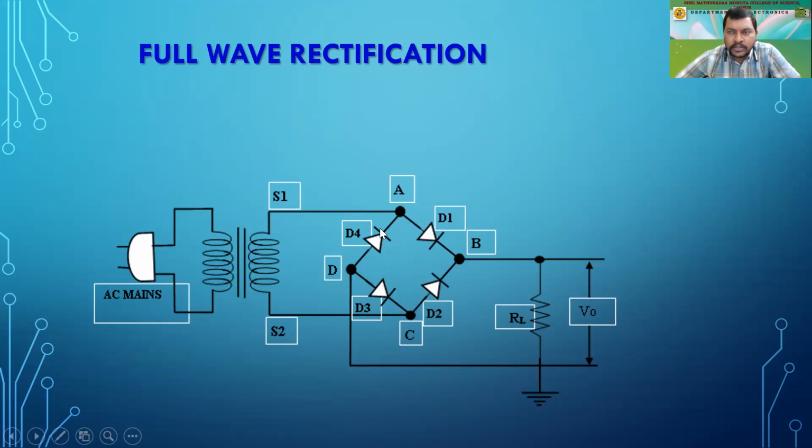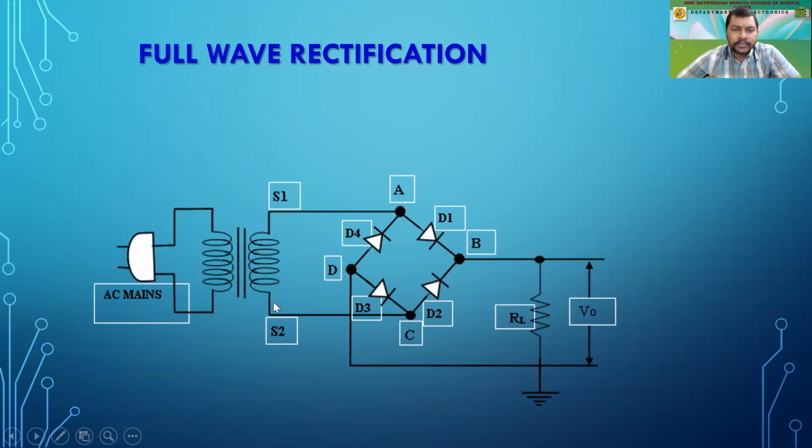Since D4 is reverse biased, it will go through D3 and come to point C, and then it will return to S2. So the current will flow from S1 to A, D1, B, RL, D terminal, then D3, C, S2 and S1. The circuit gets completed, and the positive half cycle appears across this load resistance RL.